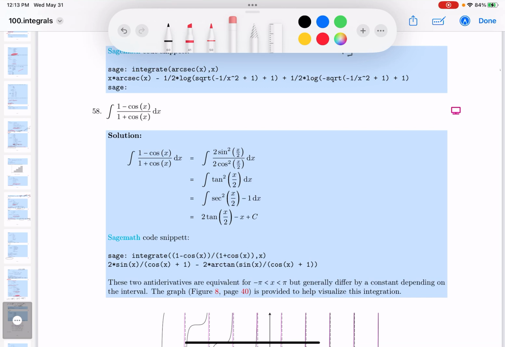Okay, and I did 58. I did get an answer to it. I got this one over here. And I mean, honestly, it's not bad. If I saw a student, I'd say, dude, good job.